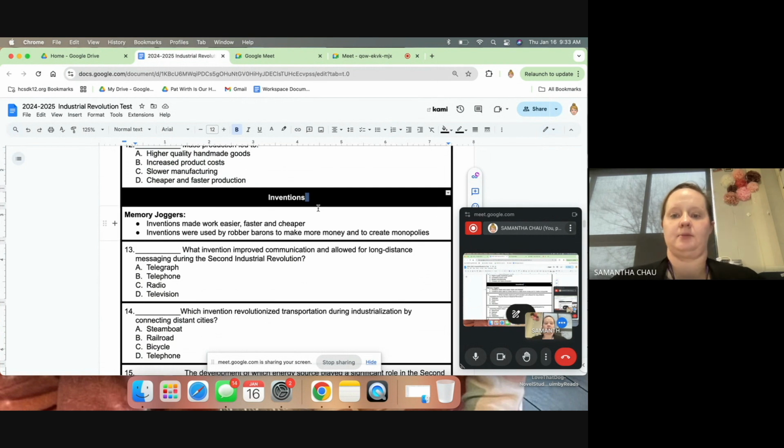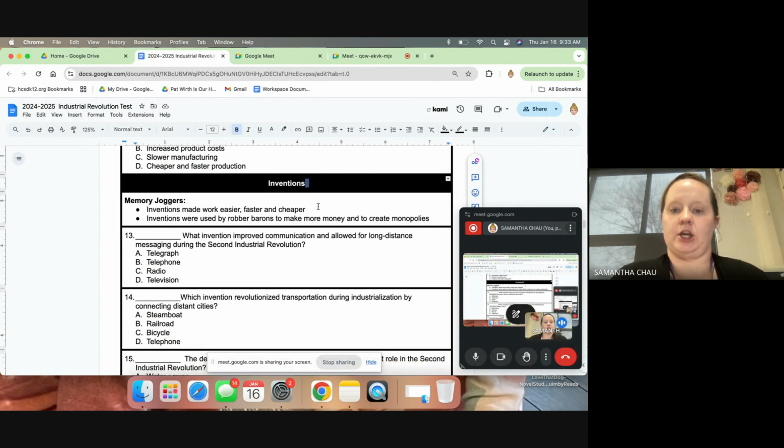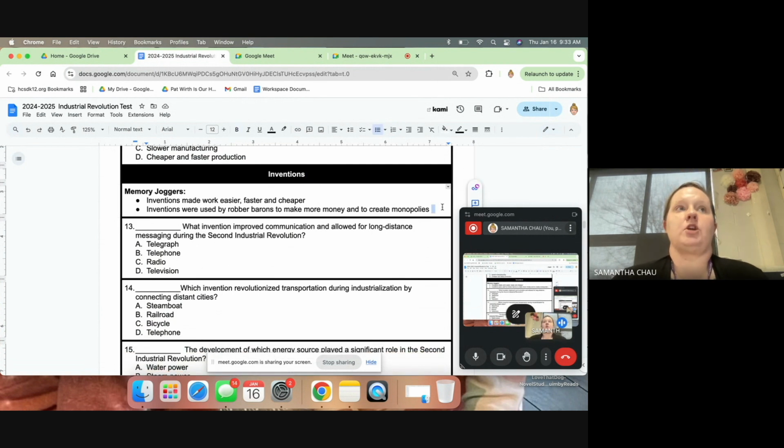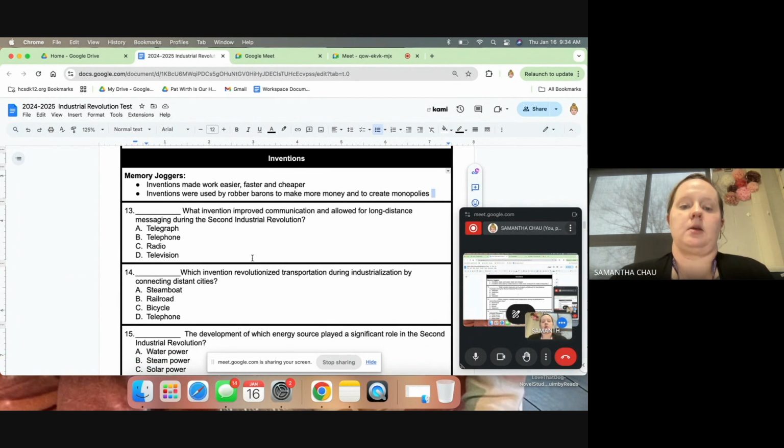New topic, inventions. Here we go. Memory joggers. Inventions made work easier, faster, and cheaper. Inventions were used by robber barons to make more money and to create monopolies.